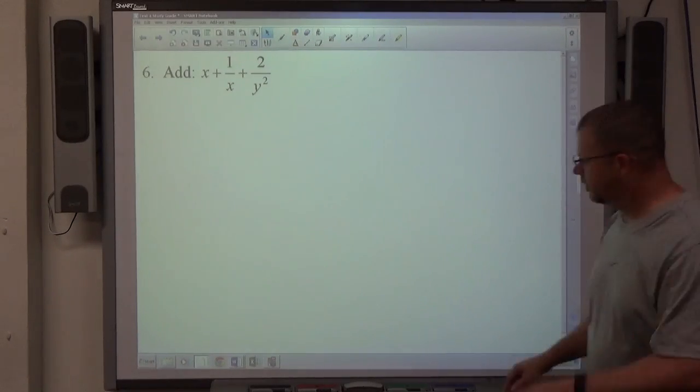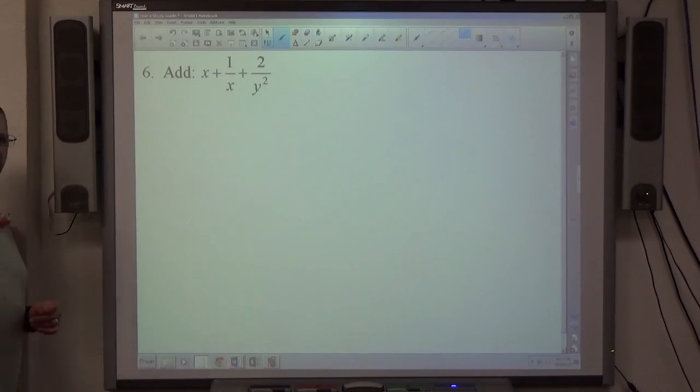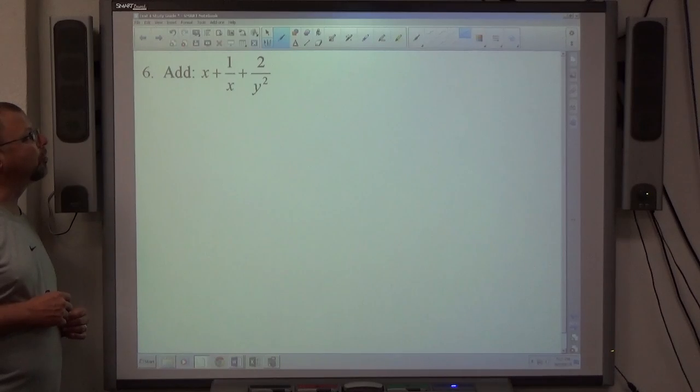Number 6, adding algebraic fractions. You guys actually did pretty well on this in the homework, so hopefully it's carrying on. You didn't just learn it for the day, but you have it pretty well under control.